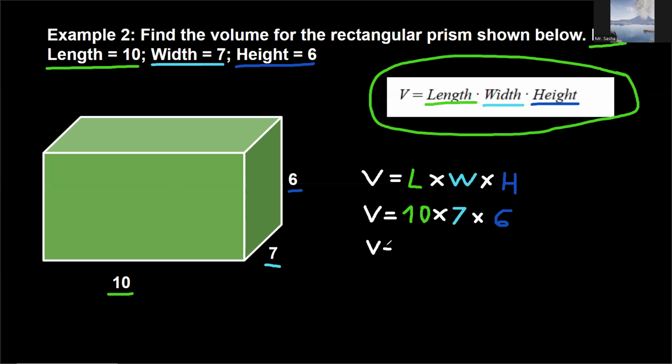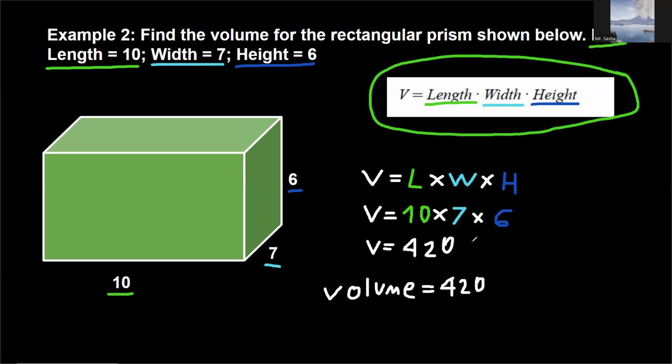And now we can do this. Volume equals, okay, 10 times 7 is 70. 70 times 6 equals 420. So the volume is equal to 420. Okay, now you all get it, right? So this is how you solve for the volume of a rectangular prism.